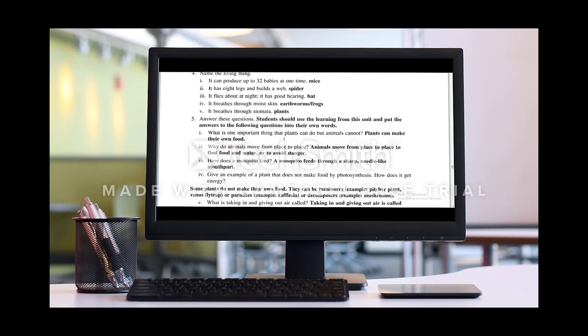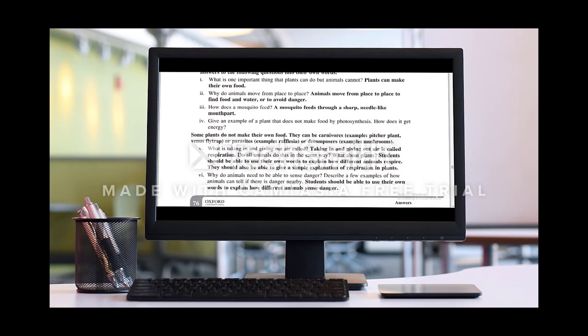The next is answer the following questions. What is one important thing that plants can do but animals cannot? Plants can make their own food but animals cannot. Why do animals move from place to place? Animals move from place to place to find food and water or to avoid danger. How does a mosquito feed? A mosquito feeds through a sharp needle-like mouth part.